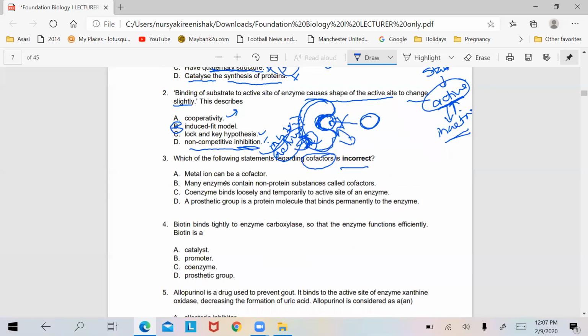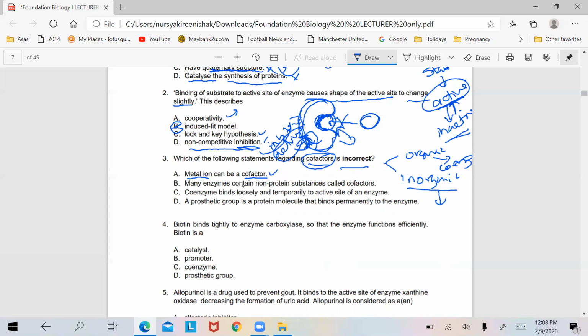First you have to know what a cofactor is. Cofactors are non-protein molecules that bind to the active site of the enzyme, and the function of the cofactor is to help the enzyme activity to catalyze specific reactions. You can classify cofactors into two groups, which are either organic or inorganic. An example of an organic cofactor is a coenzyme. Examples of inorganic cofactors are the metal ions. So this statement is correct.